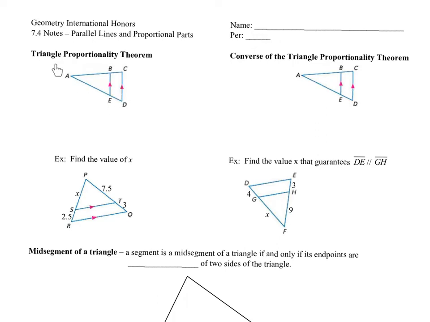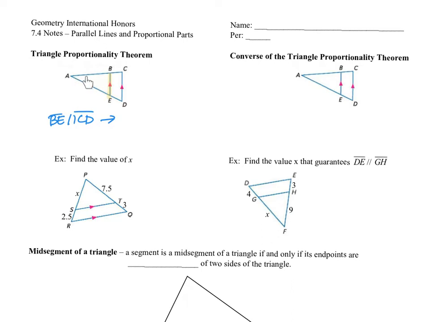So the first one is called the triangle proportionality theorem, and here's what the theorem says. It says that if we have a segment that touches two sides of a triangle and is parallel to the third side. So look at segment BE. It's touching two sides of the triangle and it's parallel to the third side. So that's a hypothesis of this theorem, that if we have a segment BE that is parallel to a side of a triangle, the conclusion is that this segment is going to cut the two sides that it touches into segments that are proportional, or cut it into proportional pieces.